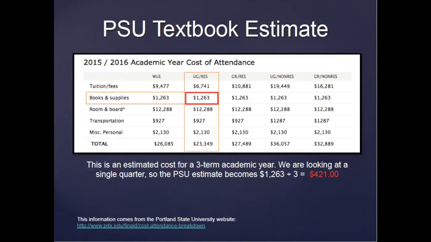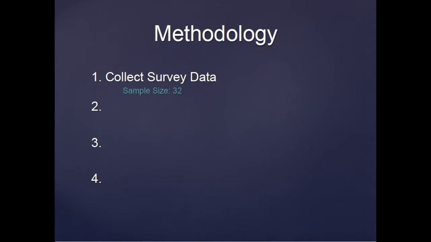Since we focused on a single quarter, we divided the PSU estimated cost by 3 and came up with an estimated cost per quarter of $421. We collected 32 responses from our survey. We performed a hypothesis test for means. Melanie will walk you through our calculations.